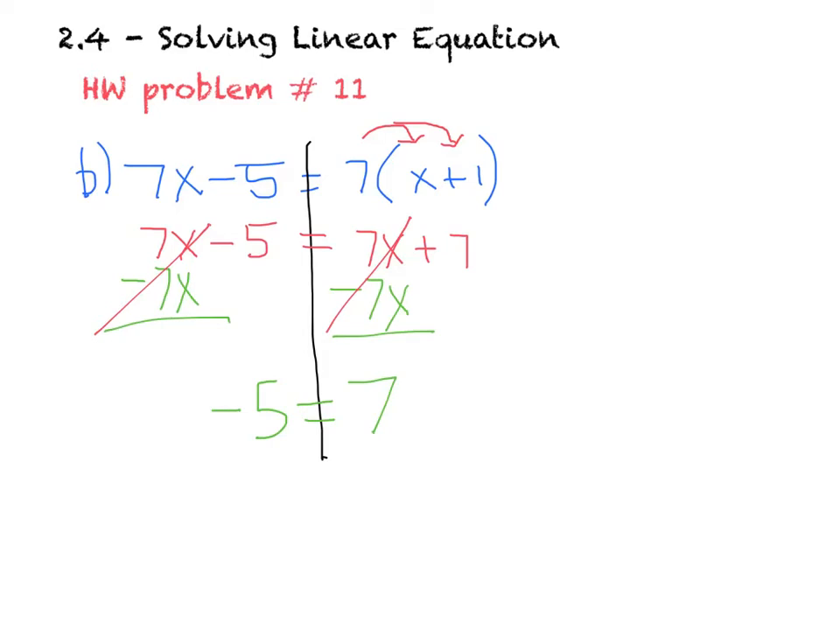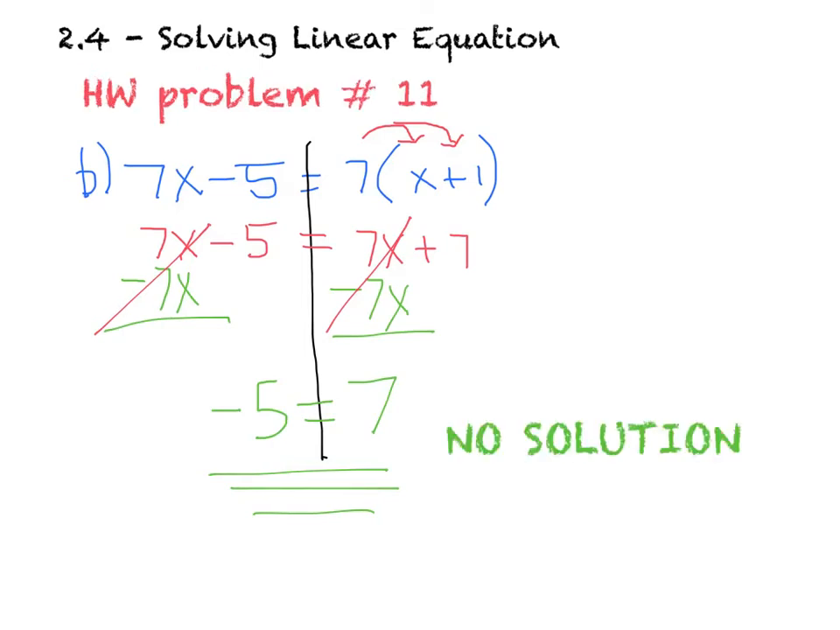And we're left with a statement that is completely false. Negative 5 absolutely does not equal positive 7. It never has, it never will. So what we can say is there is no solution to this problem. That means absolutely no number can make this problem true. You simply write down no solution and you go to the next problem.